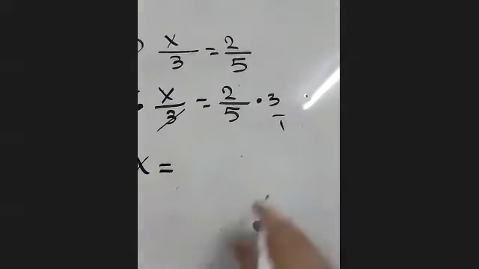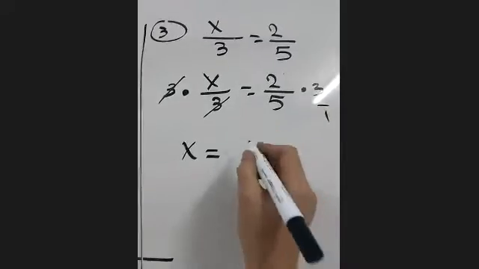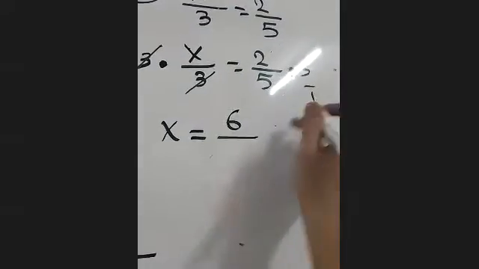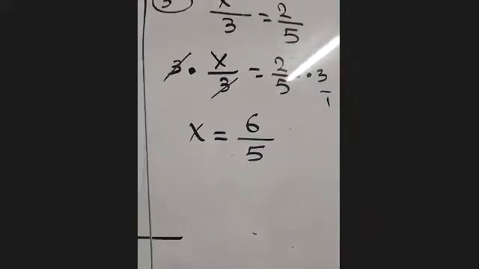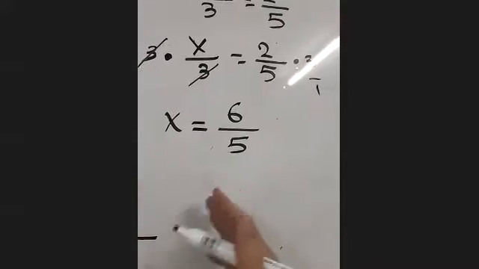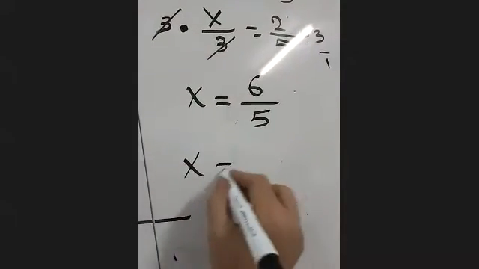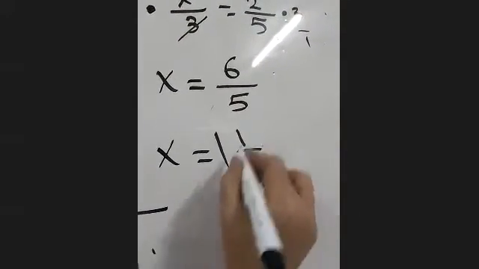And here, how do we multiply a fraction with a whole number? This is over 1 and do multiplication. 2 multiply 3, 6. And 5 multiply 1, 5. And 6 over 5, you make it long division, turn it to a mixed number. x will be 1 and 1 over 5.